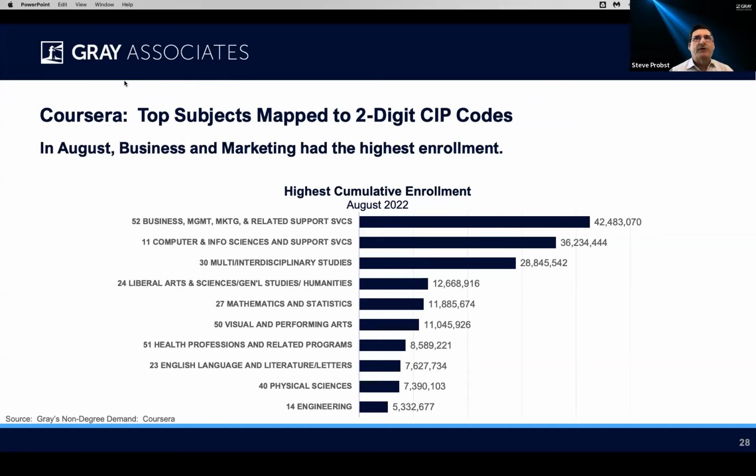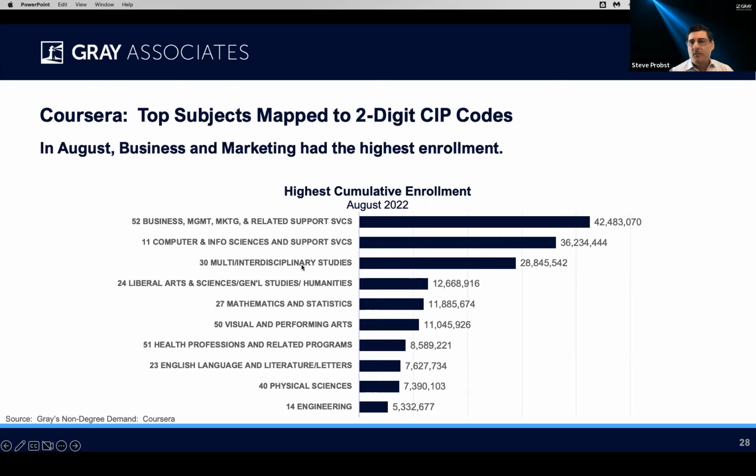So what we see at Coursera in August, business-related programs, we code everything that we can find on them to the 6-digit sets, and then it rolls down to 2-digit. But here's business programs with 42 million cumulative people enrolled. Computer and related fields are almost as many.